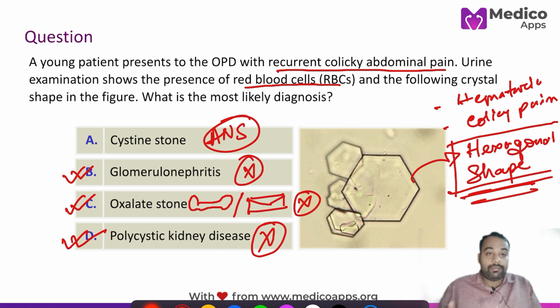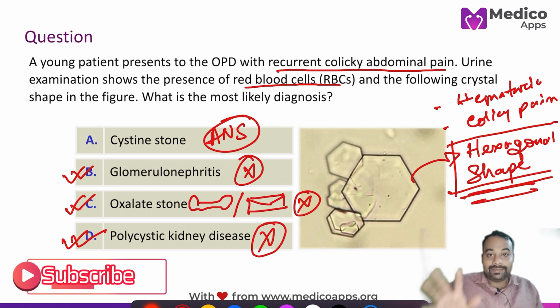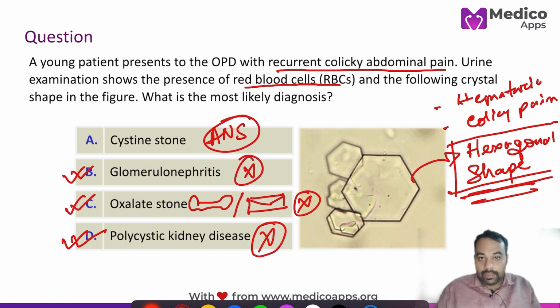Look, students, you have to understand that in such kinds of questions, simply by looking at the crystal shape you must answer the question. Okay, so this has been asked multiple times in NEET PG, INI-SET, every examination. So you have to learn it properly.